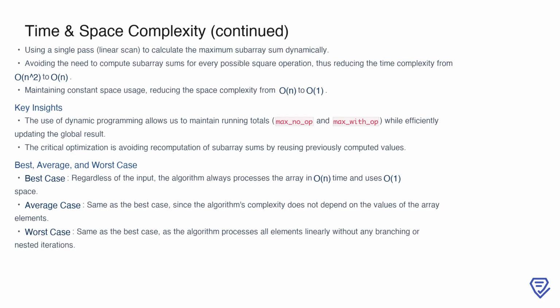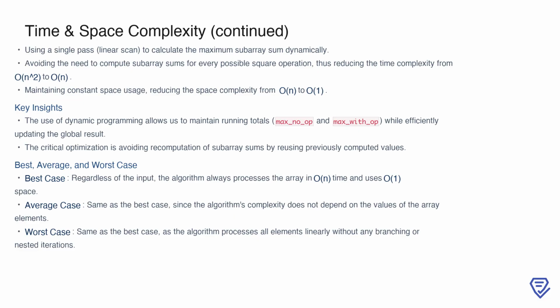The optimized solution drastically improves on the brute force approach in both time and space. By using a single pass through the array, the maximum subarray sum is calculated dynamically, avoiding the need to compute subarray sums for every squared element. This reduces the time complexity from O(n^2) to O(n).